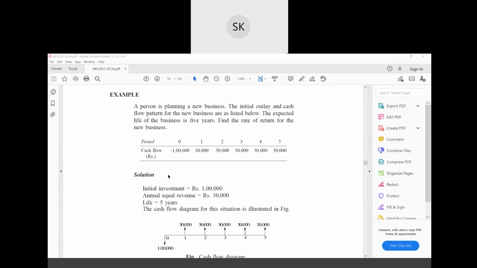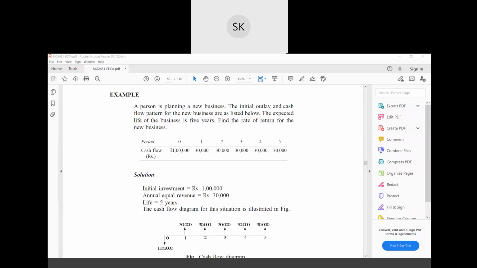So again, there is a problem. A person is planning a new business. The initial outlay and cash flow pattern for the business are listed below. The expected life of the business is 5 years. Now it is asking to find the rate of return for the new business. So how much return or profit it will get, and at what rate.